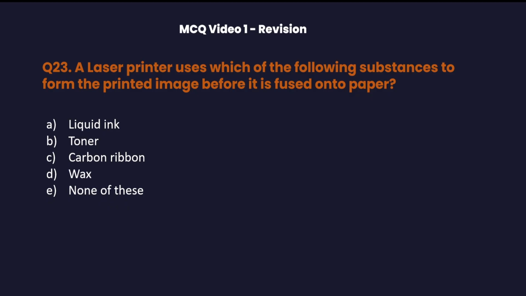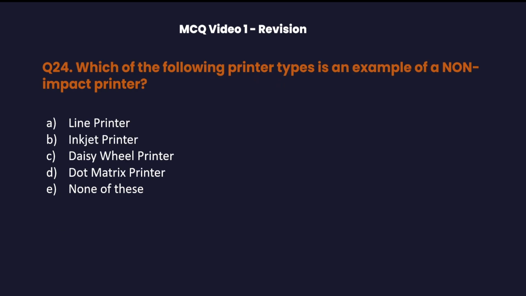Question number 23. A laser printer uses which of the following substances to form the printed image before it is fused onto paper? The right answer is option number B, toner, which is a powder and not liquid ink. Question number 24. Which of the following printer types is an example of a non-impact printer? Remember, we have read three impact printers and three non-impact printers. And the answer is option number B, inkjet printer, which is a non-impact printer. Line printer, daisy wheel, dot matrix, all are impact printers.